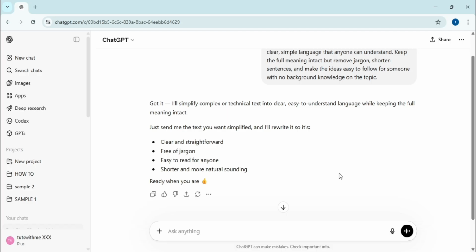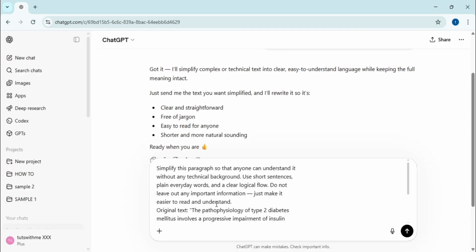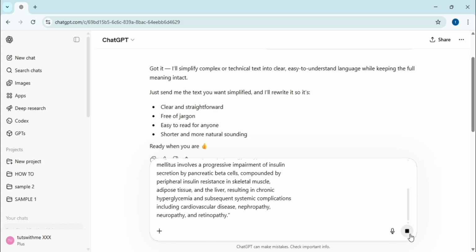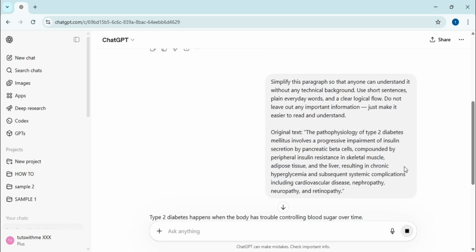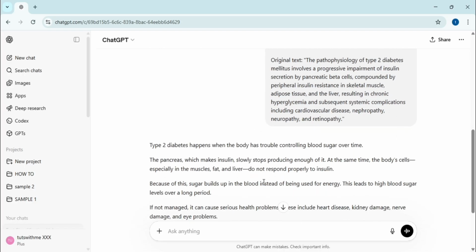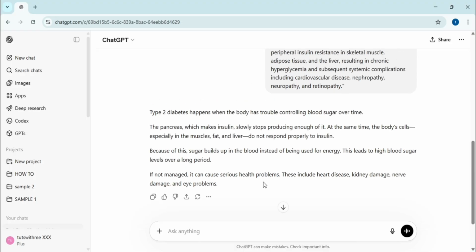Now, I paste in a very technical medical description of type 2 diabetes that involves complex biological terms and processes. The AI generates a clear summary explaining how the body's struggle with insulin leads to high blood sugar and potential long-term health issues. It successfully replaces medical jargon with everyday words, making the information much more approachable for a general reader.